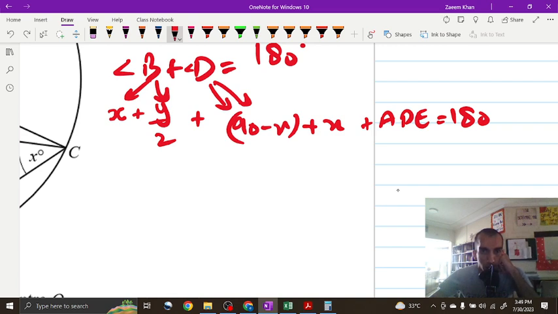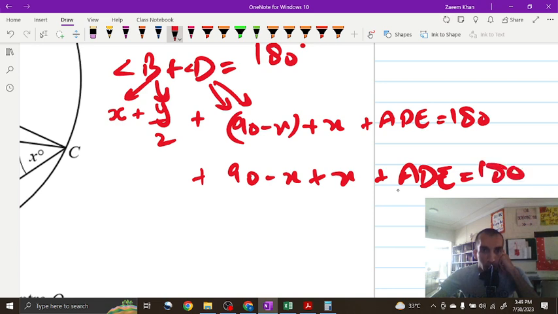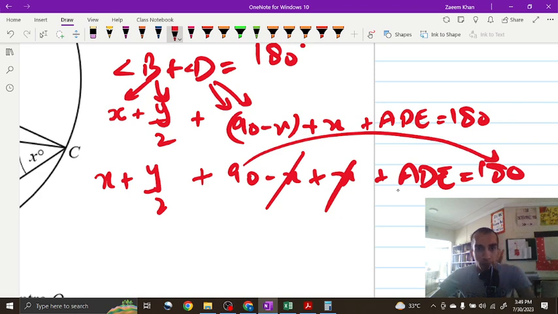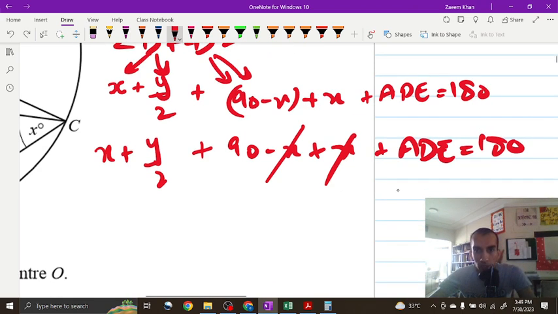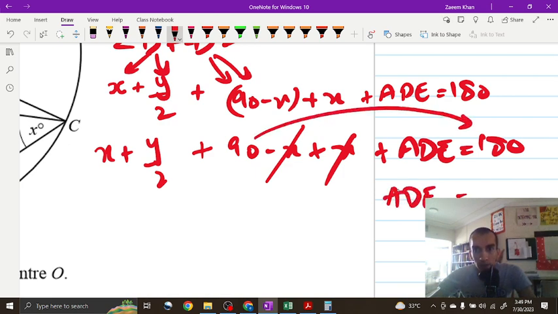You open up the brackets, so 90 minus x plus ADE as it is equals to 180 as it is. And then x plus y over 2 on the left. Can we cancel out anything? The x's. Minus x plus x is gone. Can we throw this 90 on the other side? Yeah. 180 take away 90 is gonna be? 90. So AD is equals to 90.